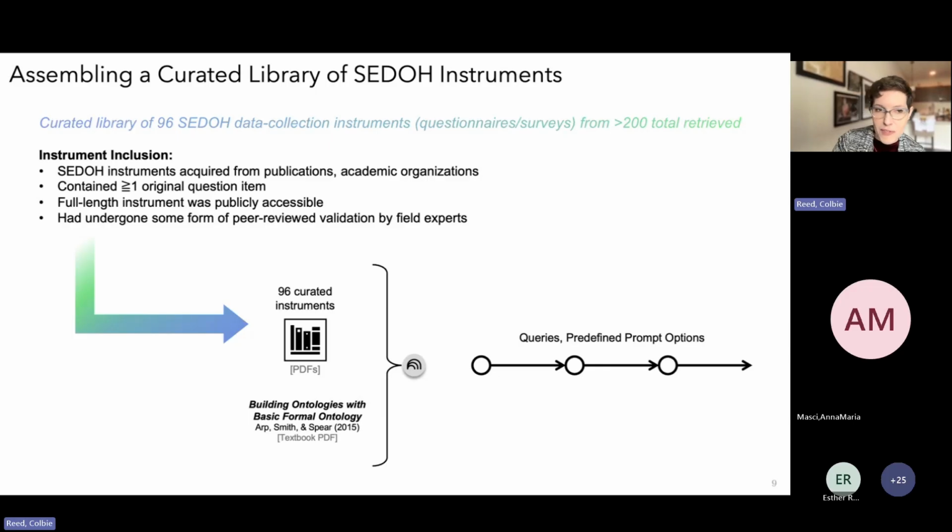And that actually pivots to the other inclusion criteria, which is that they should have at least undergone one form or another of peer-reviewed validation by those domain and field experts. And ideally, the full-length instrument, some form of it, whether it's PDF or otherwise, was somehow publicly accessible. And I say publicly accessible here because sometimes this may or may not have been with the approval of the publisher or those that have rights to it, which is why this library is not necessarily publicly available, because there might be some copyright infringement there.